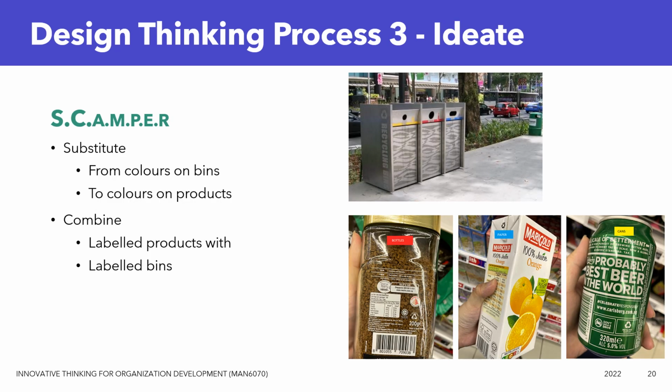At stage 3 of the design thinking process, I partially adopted the SCAMPER technique, where I substituted color labels on recycling bins to color labels on products instead. Next, I combined the idea of colored labeled products together with color labeled bins so that users are familiar with which bins to use for which products.